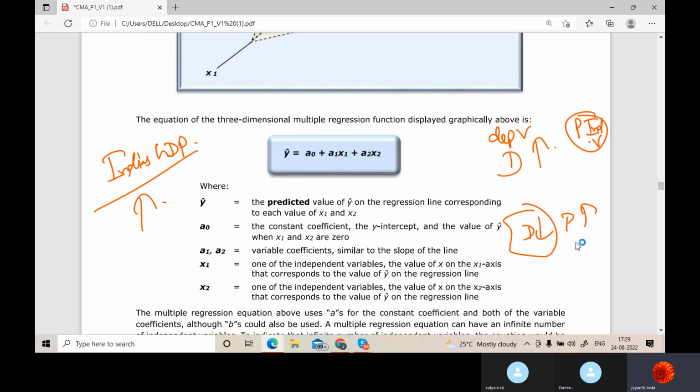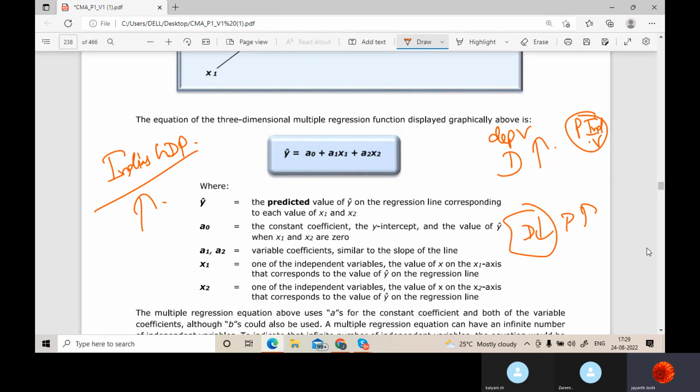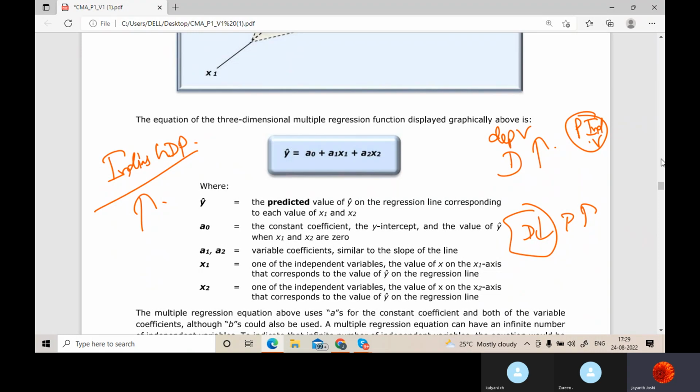I'm not able to hear even a single bit because your voice is not clear. See, what are the other factors which can affect demand? Madam, can you give me the answer?